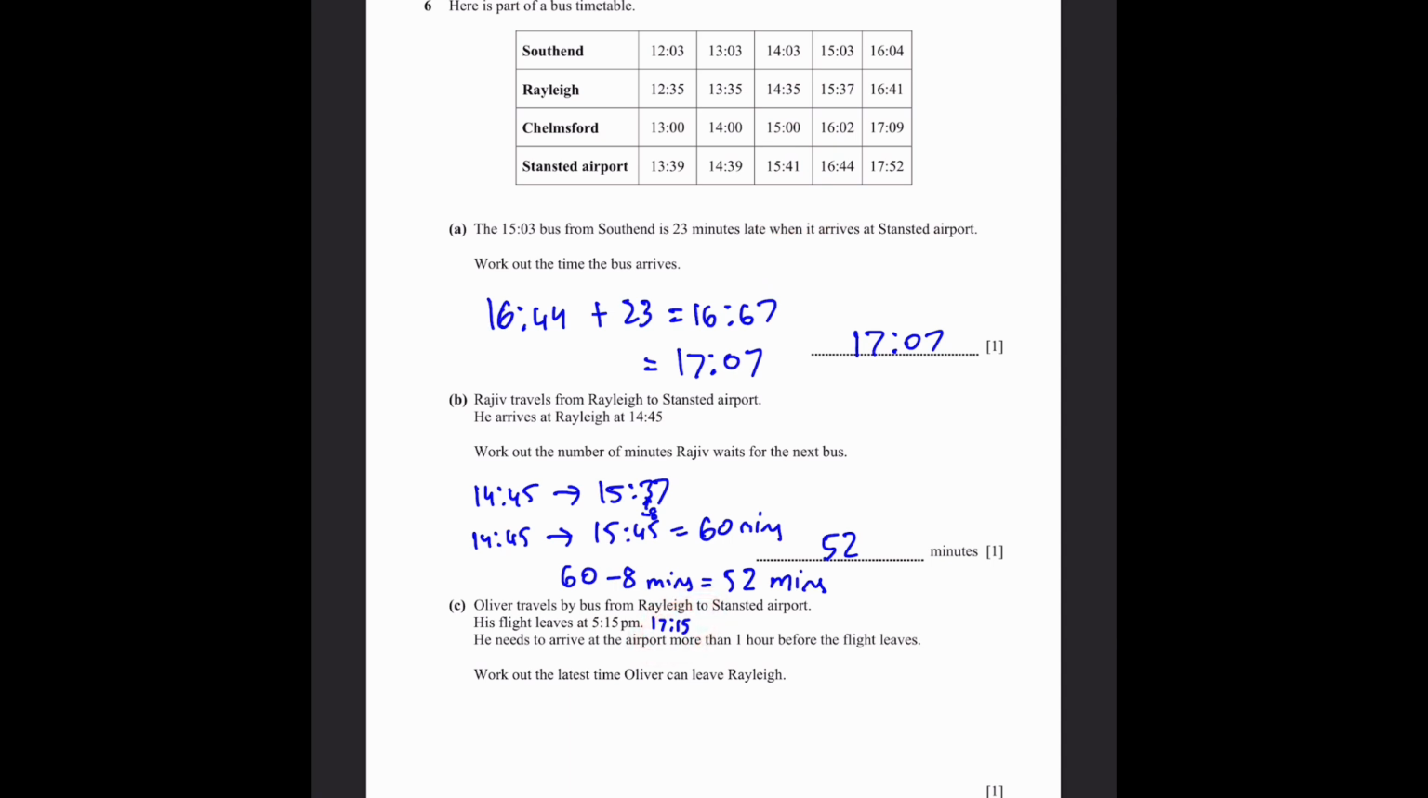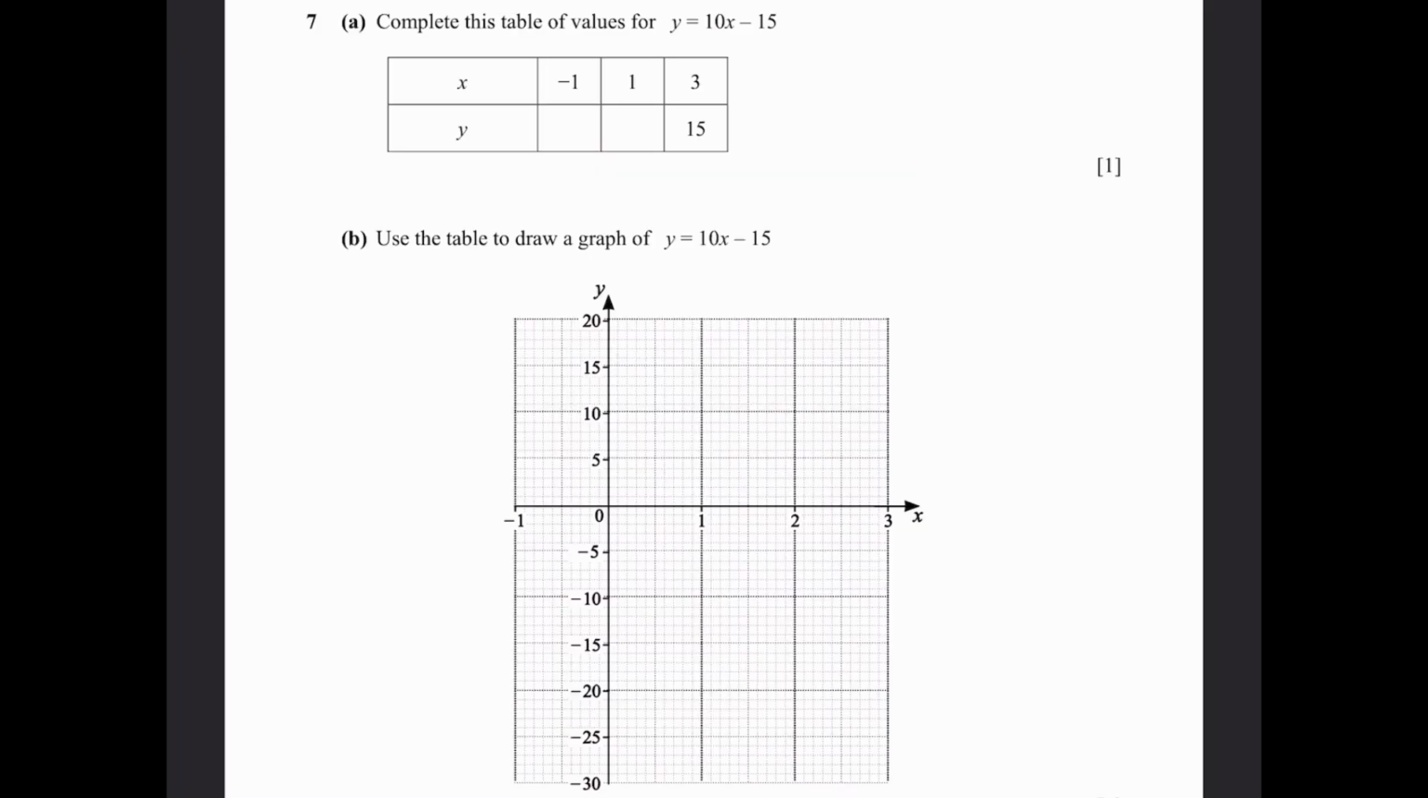That means Oliver can leave Raleigh at 14:35 hours. So that's the answer. Question 7. Complete this table of values.